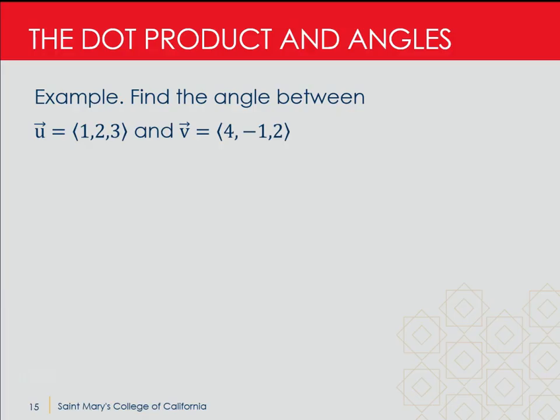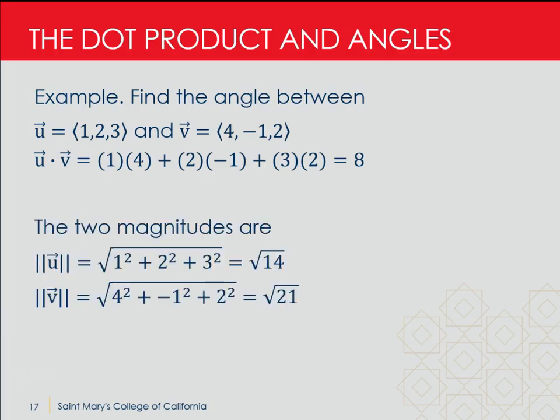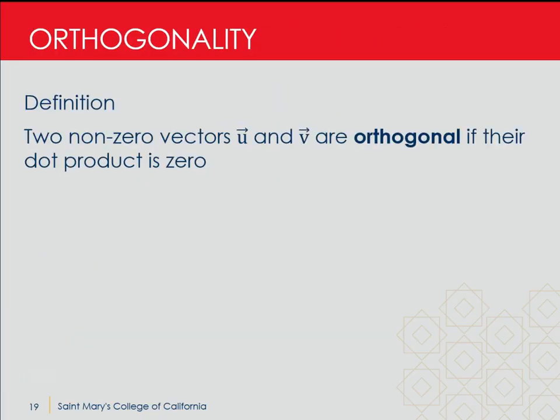We'll do the same thing in 3D. We'll go a little quicker now. So we have 1, 2, 3, and 4, negative 1, 2. We find the dot product by taking each term. Find the two magnitudes, which are root 14 for the first one and root 21 for the second one. And then we divide that 8 by that root 14, root 21, take the arc cosine, and sure enough, that gives the angle. Okay, so we went through that second one a bit quicker, but it's all exactly the same as it would be for 2D.